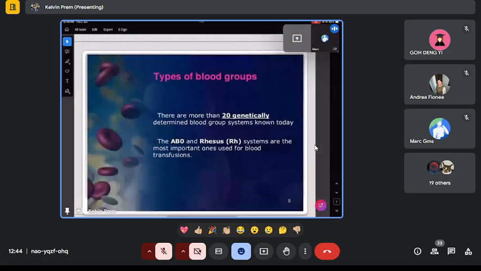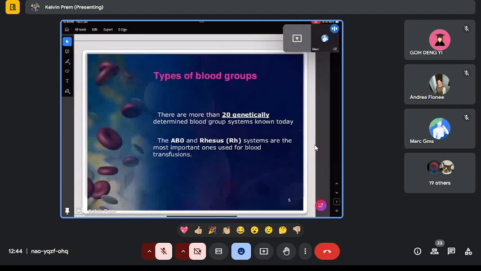So the blood groups, there are actually about 20 genetically determined blood groups, but the ones that we commonly use are the ABO and the rhesus. ABO basically determines the type of blood group you're getting. Rhesus will determine whether you're either positive or negative.